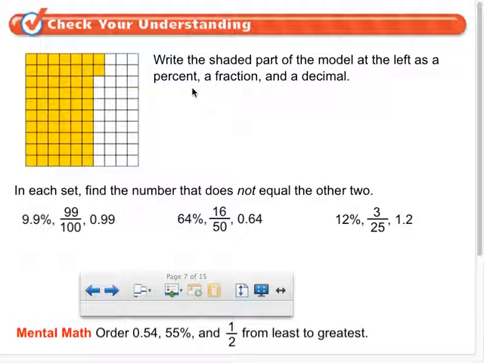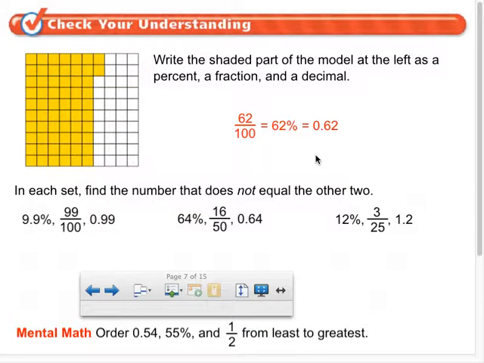Write the shaded part of the model at the left as a percent, a fraction, and a decimal. Who can tell me what this is as a percent, fraction, and decimal? Michaela? What's this as a fraction? 62 over 100, right? And then how do I write it as a percent? 62%. How do I write it as a decimal? 0.62 or 62 hundredths. Are we good?